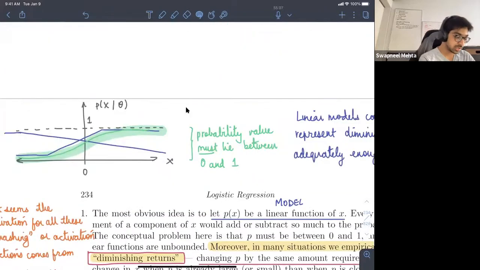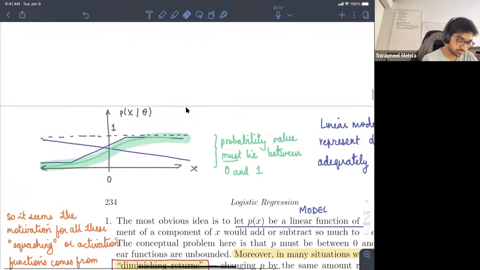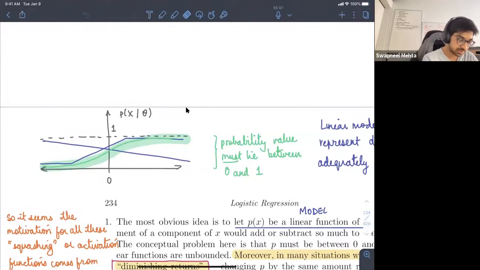So if I impose this constraint, the x-axis is the variable x, and this is p of x given theta. Now I want my probability to be bounded in the interval 0 to 1 for it to be a valid probability. But any linear function, no matter what slope I give it, as long as the slope is non-zero, is going to keep going up or keep going down on either end. And so it's not going to result in a valid probability model.